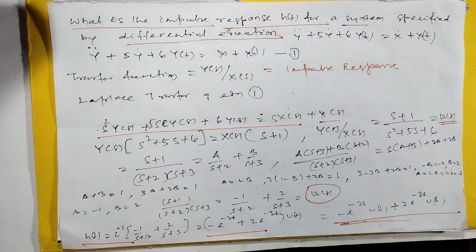Make it h(t). Taking the inverse Laplace transform, it will come minus e to the power minus 2t u(t) plus 2 e to the power minus 3t u(t). This is the answer. Completed.